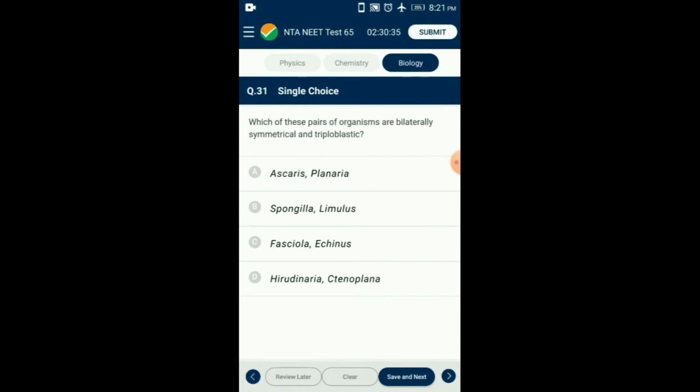Question number 31. Which of these pairs of organisms are bilaterally symmetrical and triploblastic? The members of phyla Aschelminthes and Platyhelminthes are triploblastic and bilaterally symmetrical. Ascaris is a roundworm while Planaria is a freshwater flatworm. The answer for this question is option A, Ascaris and Planaria.